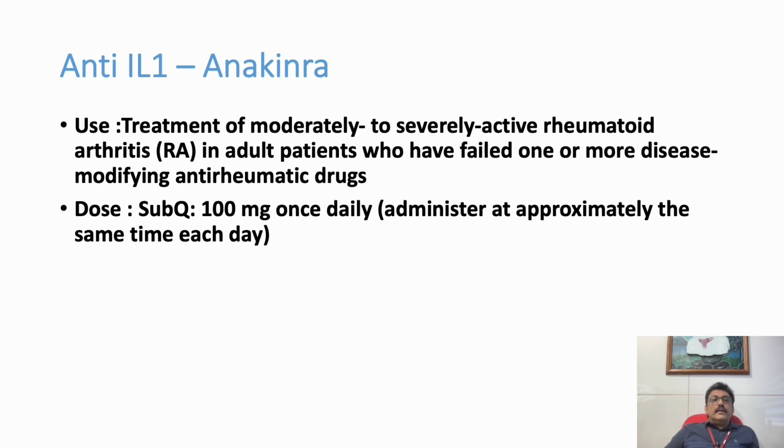Anti-interleukin-1 anakinra is another drug that is also used in rheumatoid arthritis, subcutaneous 100 milligram once daily. So that is a treatment for severe rheumatoid arthritis that can be started early in rheumatoid arthritis.